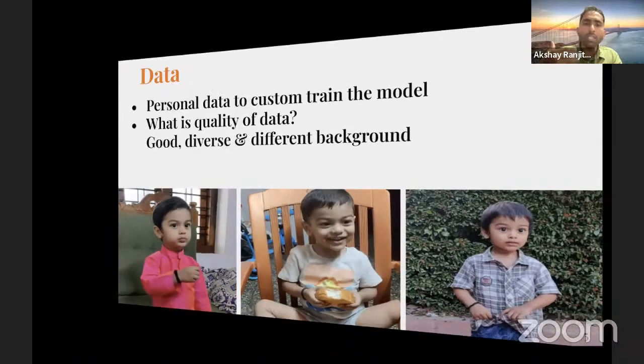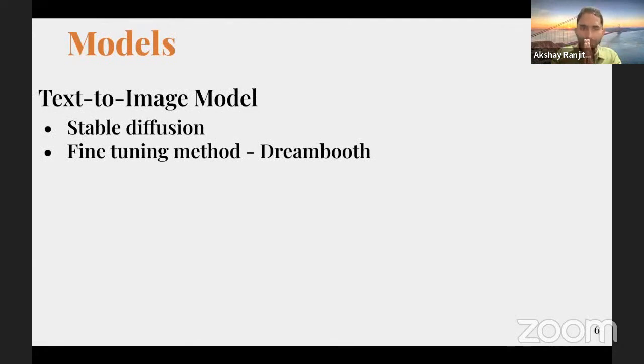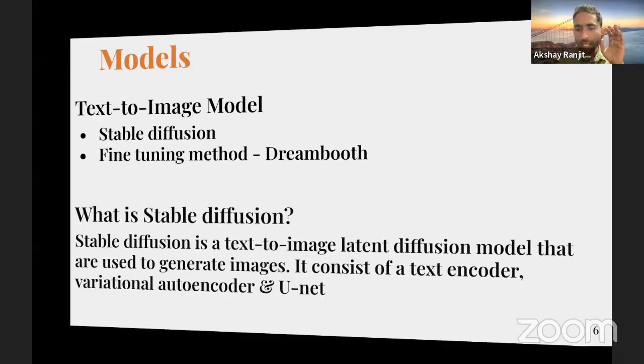So let's look at the model. What kind of model have we used to create these images? We have used the Stable Diffusion model along with the fine-tuning method called DreamBooth, which was released by Google in August 2022. So what is Stable Diffusion? Stable Diffusion is a text-to-image latent diffusion model which generates images. It consists of majorly three parts.